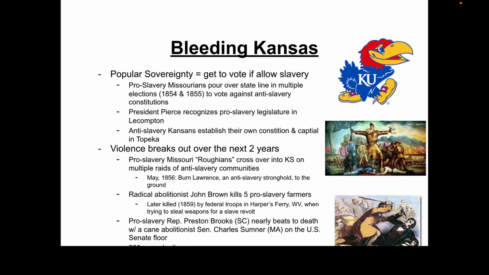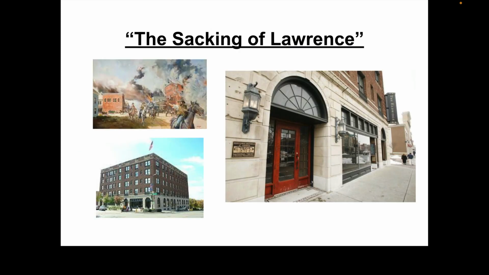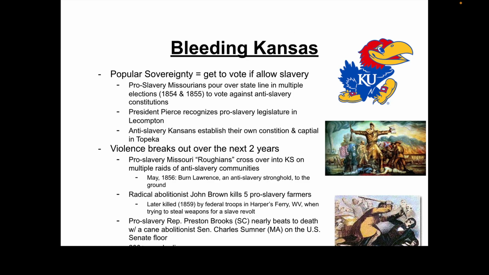You can still see a few buildings survived. You can still actually see the bullet holes in them. This is actually a hotel in downtown Lawrence. You can still see right here the pockmarks from the bullet holes that are still in the facade of that building. It is one of the few buildings that survived the sacking of Lawrence. And 20-something people are killed in it there.